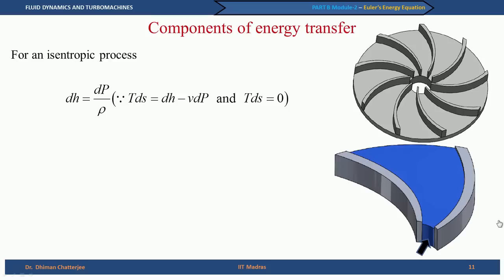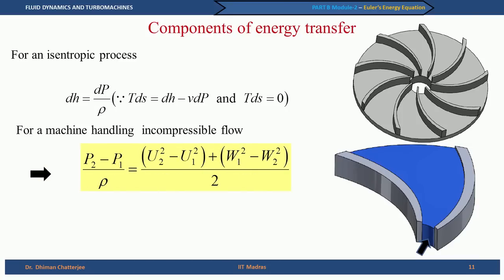We can say that for an isentropic process, because we have already assumed this is an idealized case, we can write that dH equal to dP by rho, because we know that TdS equal to dH minus VdP and TdS is 0. Here V is the specific volume, which has been replaced by density. For incompressible flow handling machines, density is constant and we can say that (P2 minus P1) by rho, which is nothing but the enthalpy change, is equal to (U2 square minus U1 square plus W1 square minus W2 square) whole divided by 2.